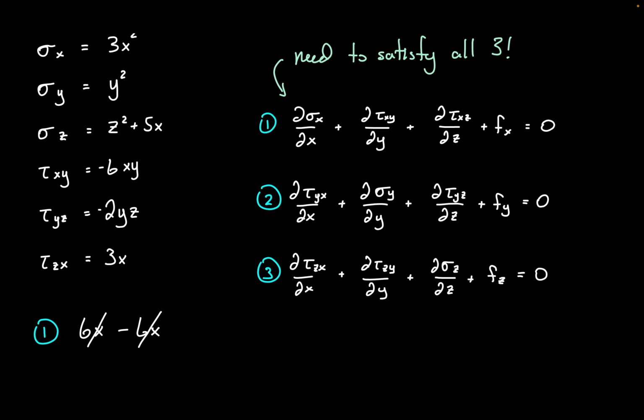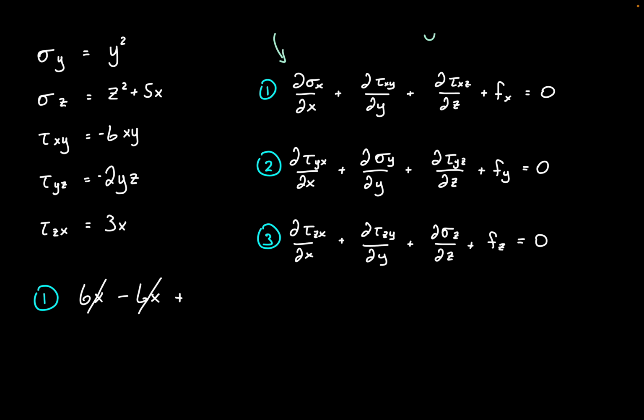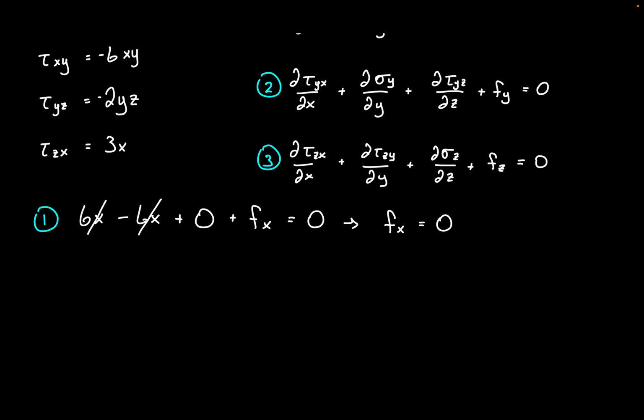And then, last but not least, we'll add the partial derivative of tau xz with respect to z, and this will be 0. So then we'll have plus fx, and this will all be equal to 0. So then fx will be inherently 0. So that's 1 down. So just 2 more to go.